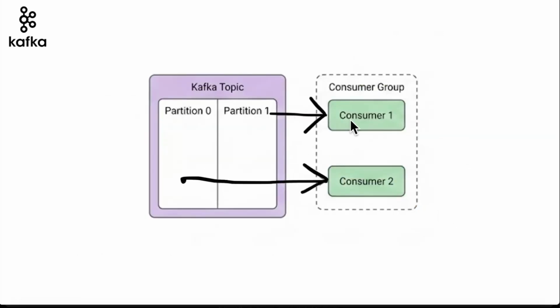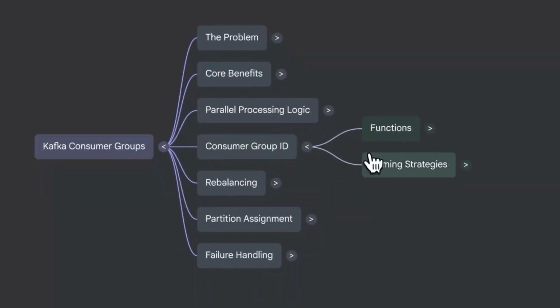Okay. If you have the same number of consumers as partitions, each consumer will get one partition. That's it. Now let's look at consumer group ID. What are their functions and what are the naming strategies?